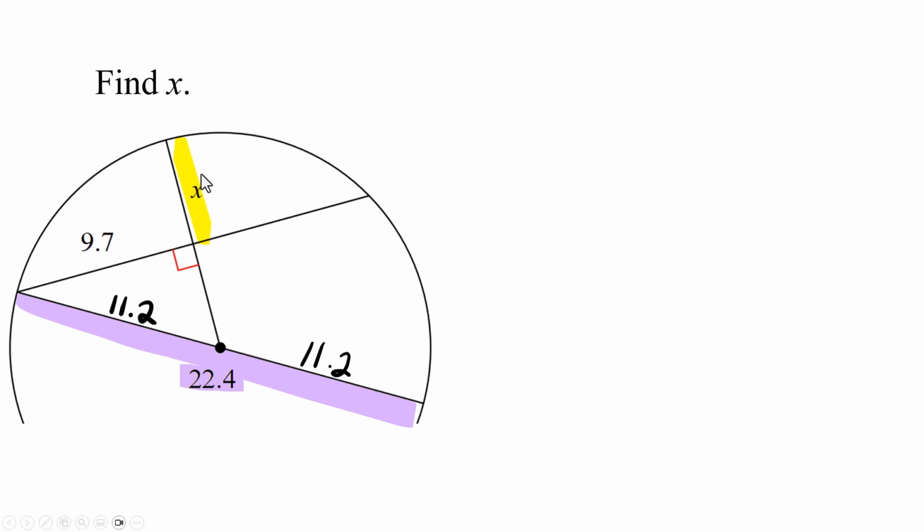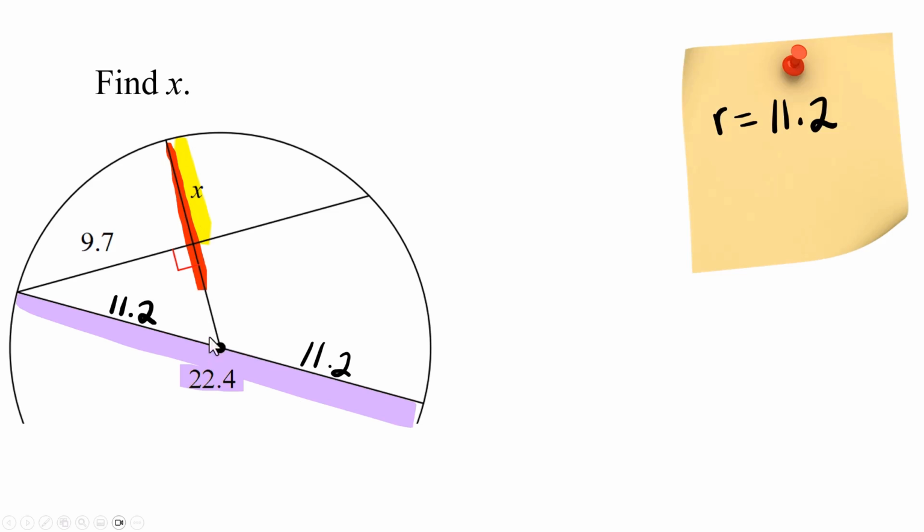Okay, so how is that going to help me find the x? This whole piece right here is a radius. It's going from the center out to the circle. So it's going to be the same length as these guys. So that's also 11.2. If there was some way to find out what this chunk was right here, the bottom part of it, we could subtract that from 11.2, and whatever's left over would be what x is. So is there some way of finding this?